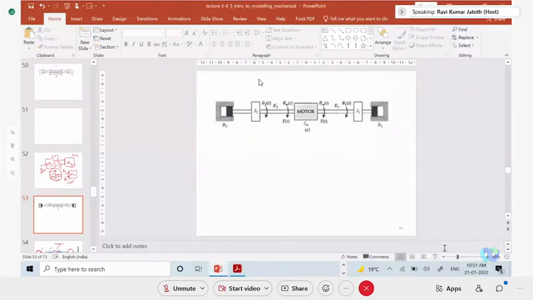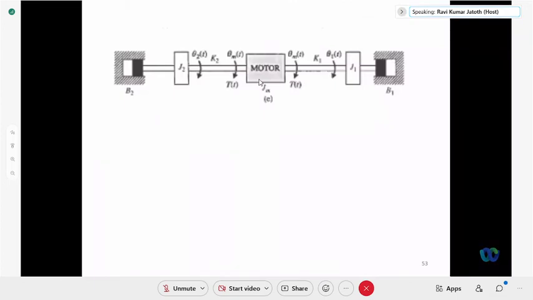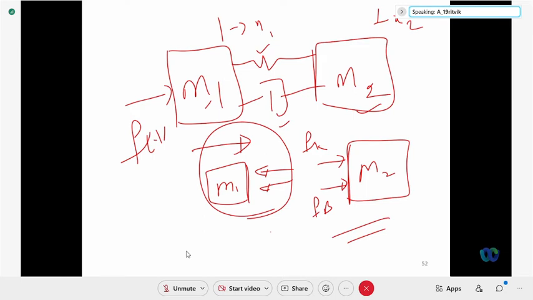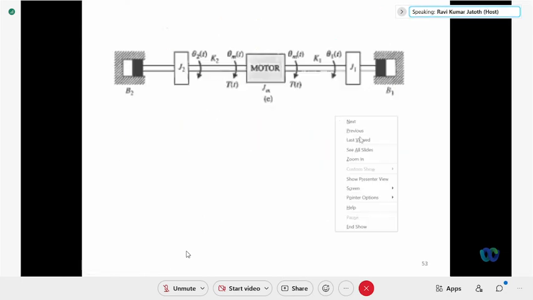Can you see the screen now? Yes, sir. We can see the screen. So what is the problem? Earlier problem and this problem, what is the difference? We have extra B1 and B2, the damping. This is fixed in the wall, right? Both the ends are fixed in the wall. Can we see this kind of situation in real time or not?